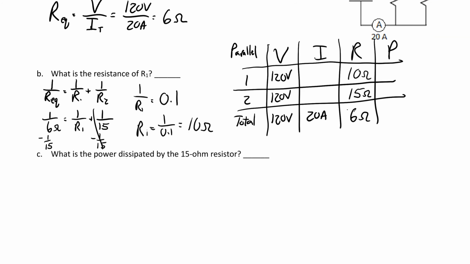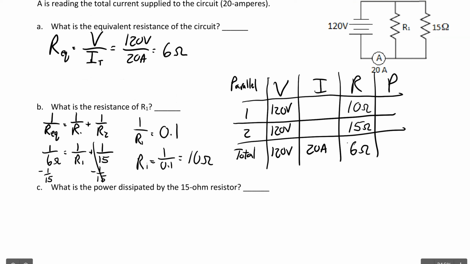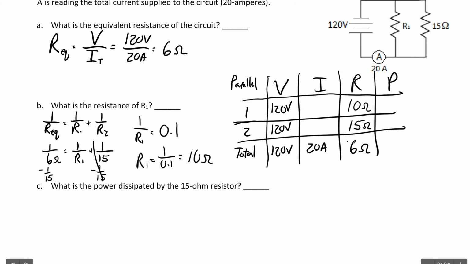Well, for the 15 ohm resistor, we called that R2, so we're looking at this row, and we want to know what the power is. Sure, we could calculate the current if we wanted, but we have enough information. We have the voltage, the resistance, we're looking for power. So we have to find an equation for power for the voltage and the resistance.